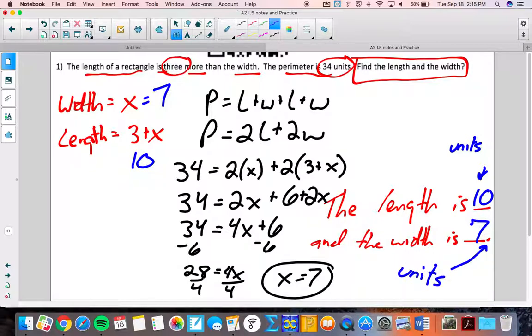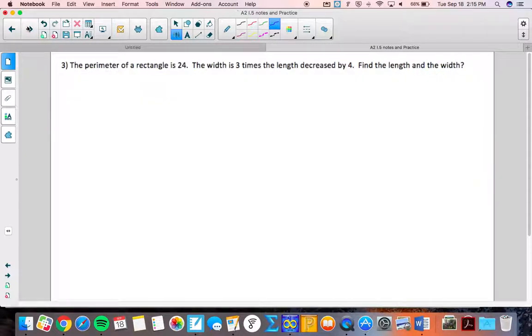Again, if it was 34 feet, it would be 10 feet and 7 feet for the length and width. Perimeter of a rectangle is 24. Now we know about the width. It's 3 times the length, but then decreased by 4. Find the length and the width. I'm going to skip the sentence for a second.